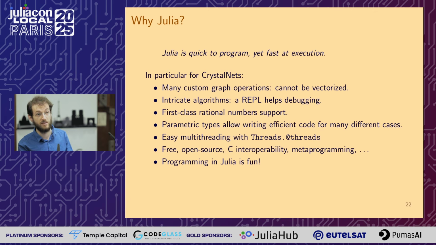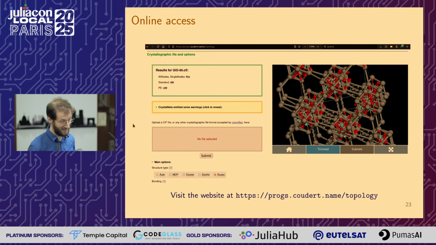So why Julia for this particular application? Well, to make it very quick, Julia is easy to program and it's very fast at execution. That's the main thing for almost everything. I need something quick because the algorithm is actually quite complex. I need something fast because I need to run this algorithm on many, many different structures. So in particular for CrystalNets, there are many more specific reasons. I think the main one is the first, which is that I'm doing many, many custom graph operations, and those cannot be vectorized. So basically, I can't use Python if I want to have any kind of performance for this kind of application. And also, programming in Julia is fun. So, it's always something nice.